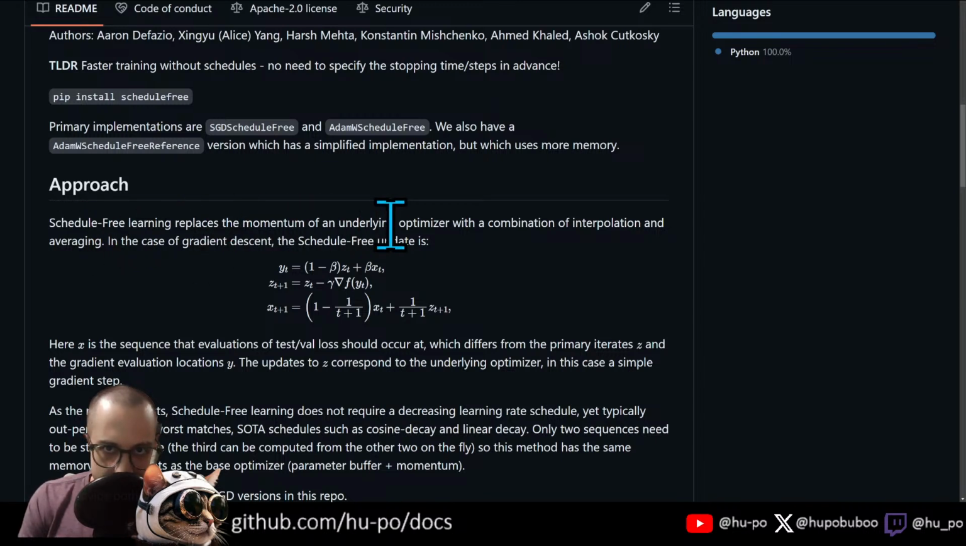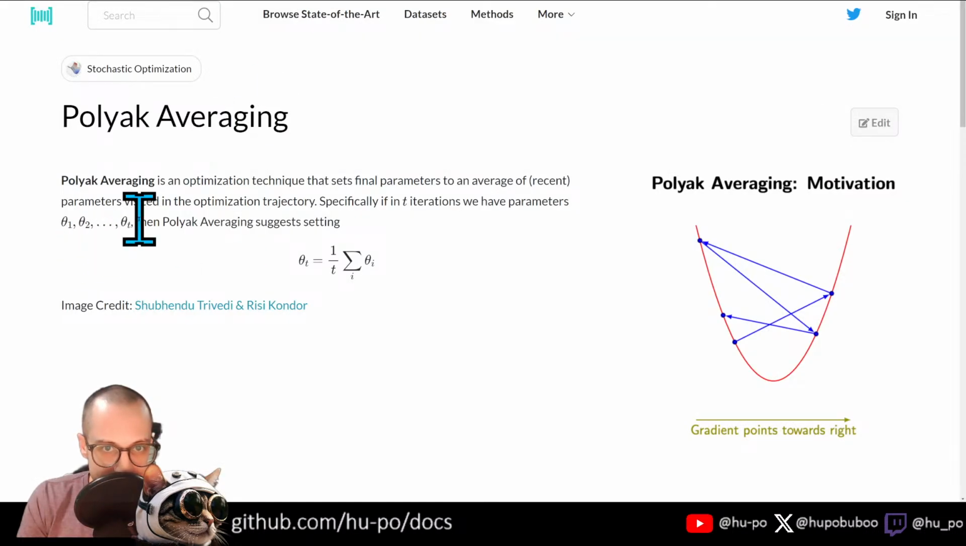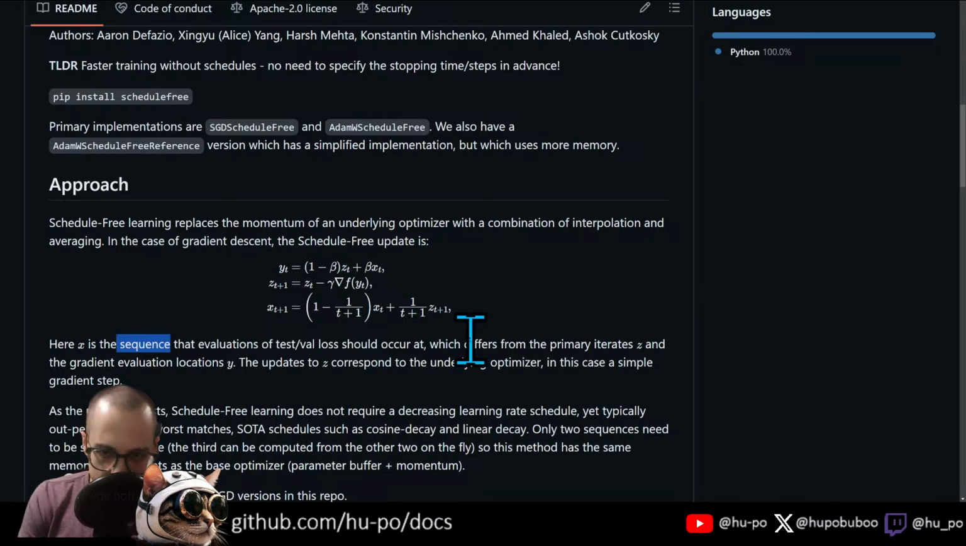Schedule-free learning replaces the momentum of an underlying optimizer with a combination of interpolation and averaging. In the case of gradient descent, the schedule-free update is just the three equations that they have here. Here, x is the sequence that evaluations of test and val loss should occur at. And when they say sequence, they're talking about a sequence of parameter values. Your optimizer is going to run for some number of iterations, and at each iteration you change the values of your parameters theta, so there's a sequence of these thetas.